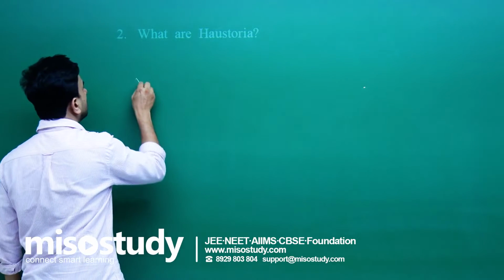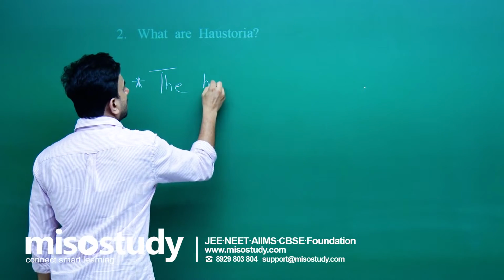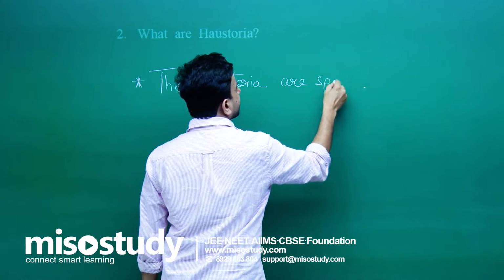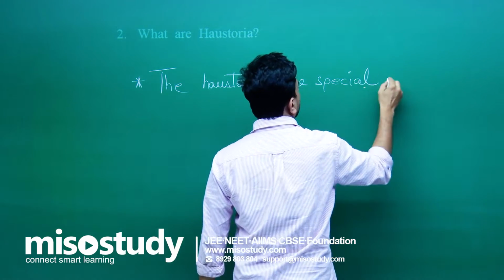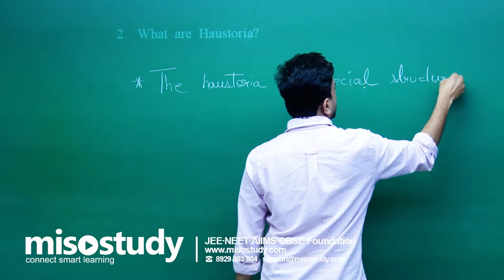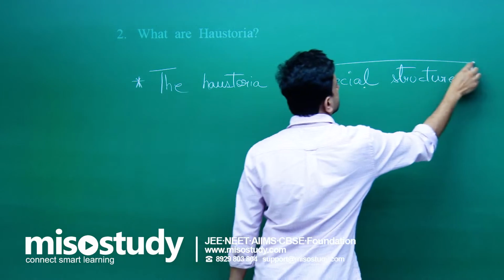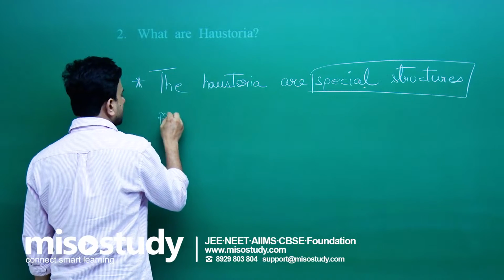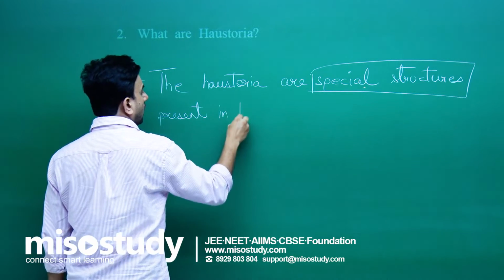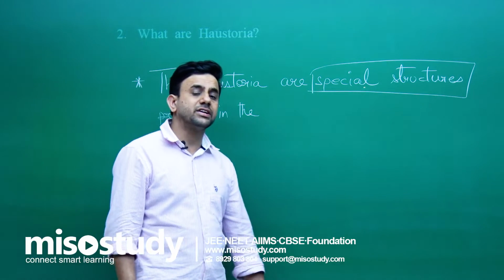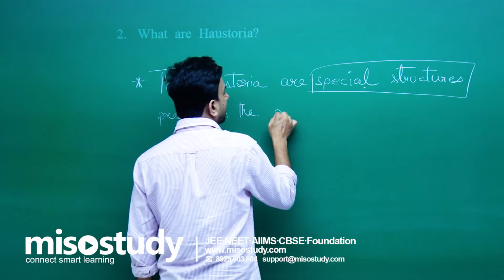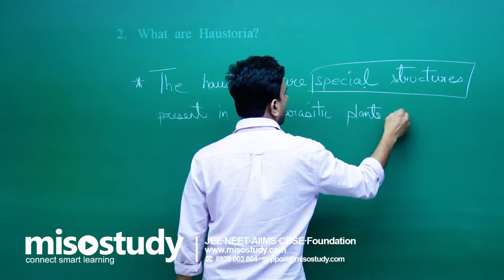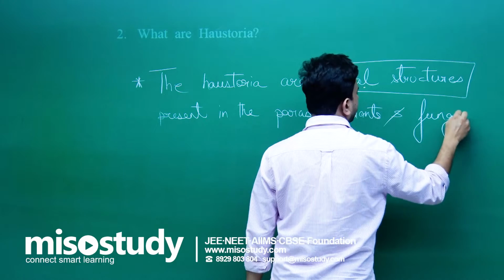the haustoria are special structures present in the parasitic plants and fungi. The word parasitic is very important.